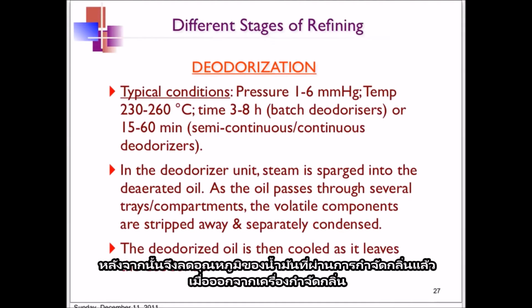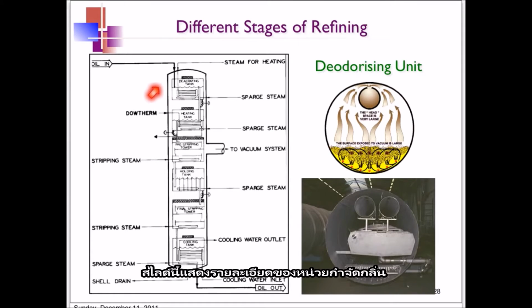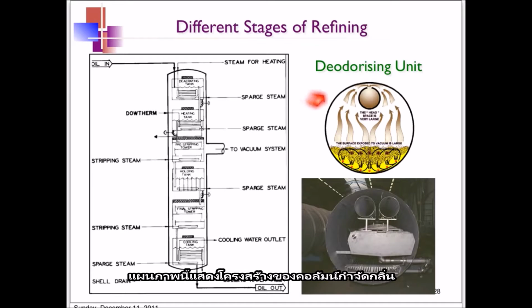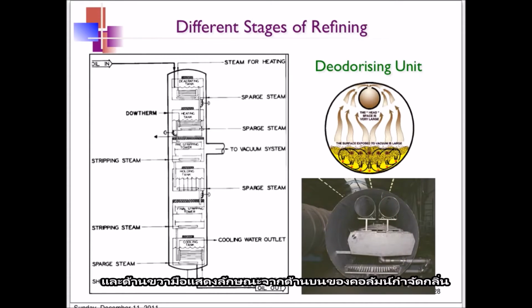And next, the deodorized oil will be cool when it leaves the deodorizer. Okay, now let's look at more detail on the deodorizer unit. This is a schematic diagram to show the structure of the deodorizer column. And on the right here, this is how it looks from the top of the deodorizer column. This is how it actually looks from the top.